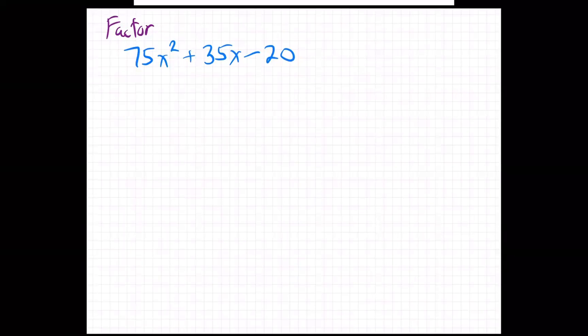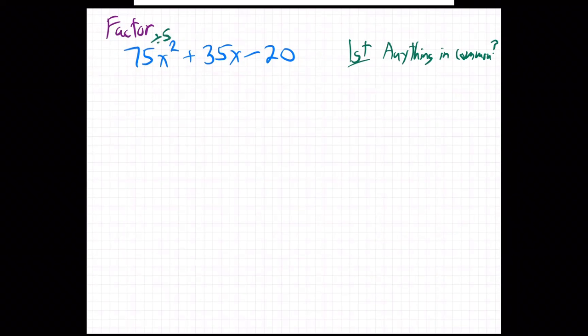Okay, so on this problem, we are factoring this. And so the first step is you ask, is there anything in common? And what I mean is, is there a number they're all divisible by? And in this case, can you see it's 5?